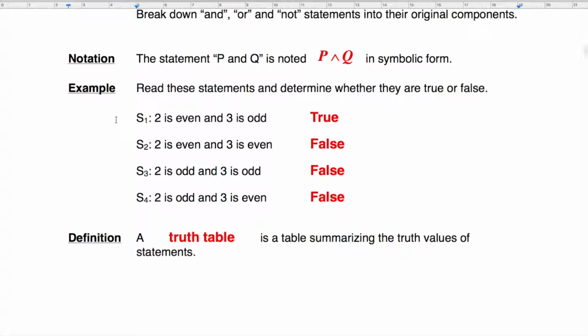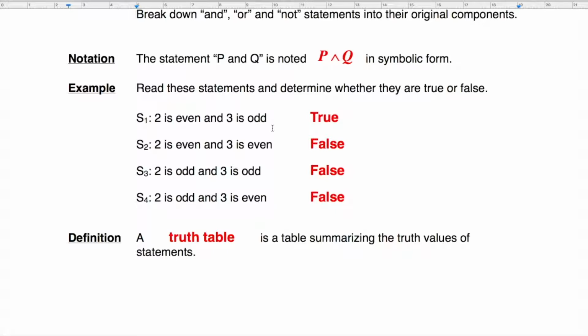Statement S sub 1: 2 is even and 3 is odd. So let's look at each elemental statement. 2 is even is true. 3 is odd is true. So the entire statement S1 is true. S sub 2: 2 is even and 3 is even. Now 2 is even is true, but 3 is even is false. So the entire statement S2 is false. If a statement is not entirely true, then it's false.